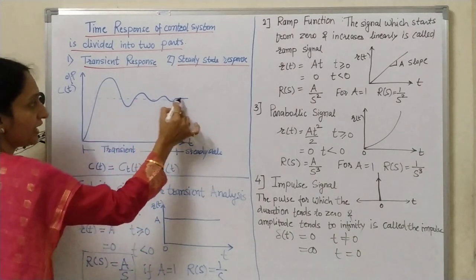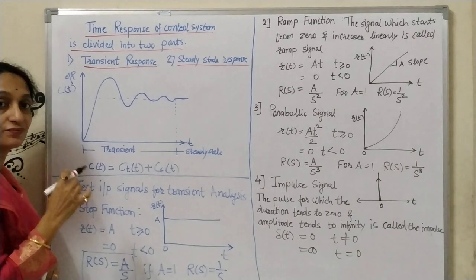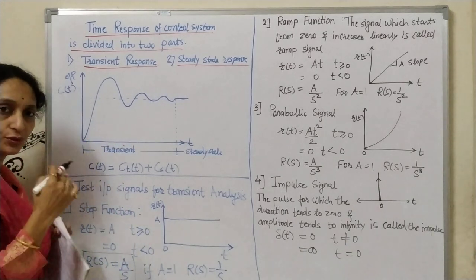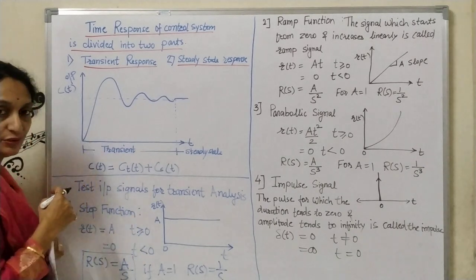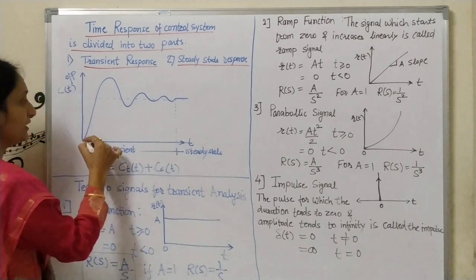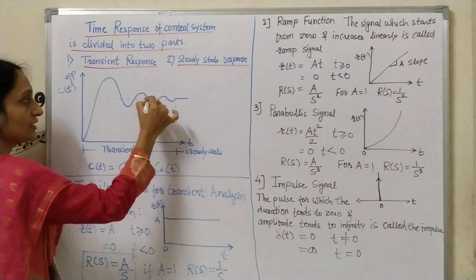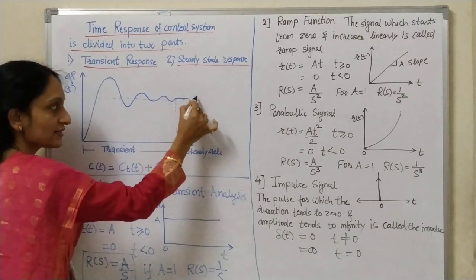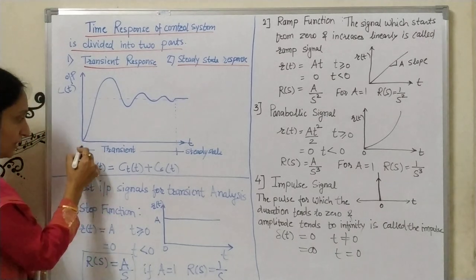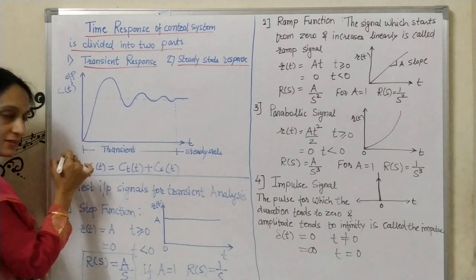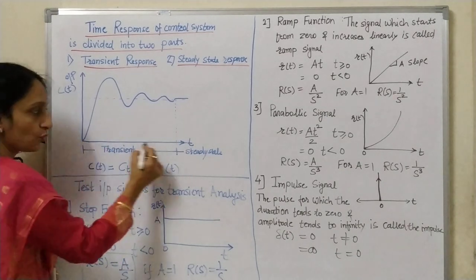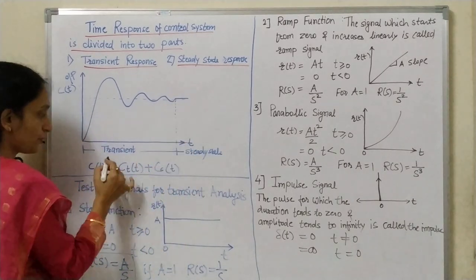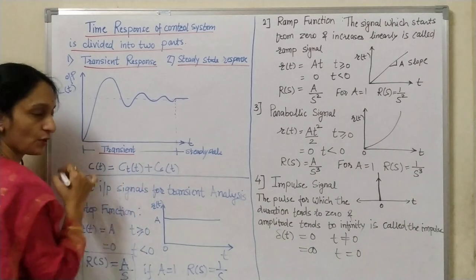What is this dotted line showing? The dotted line is showing the reference input, meaning the output has to follow the input. But you can check that here the output is suddenly changing and it is taking some time to get settled. Okay, so the time from which the disturbance is created and the time required to settle that response, you can check here, the time required to settle that response is called the transient response.